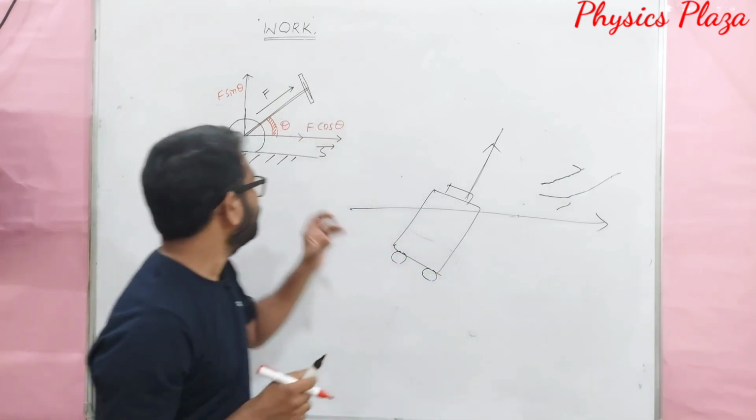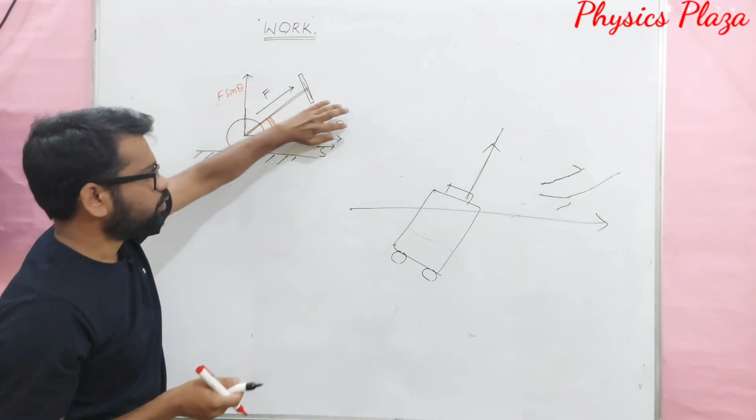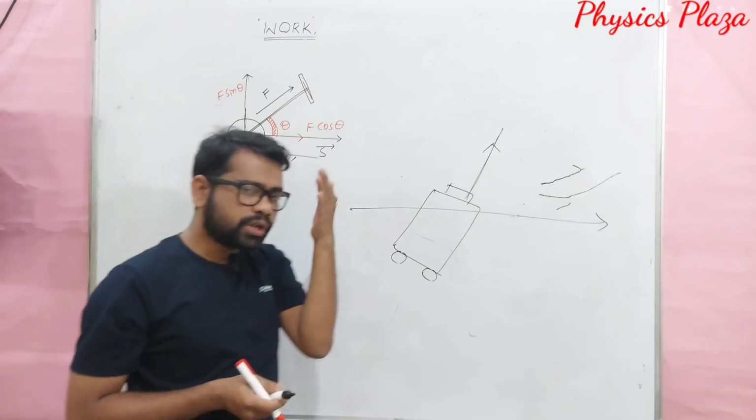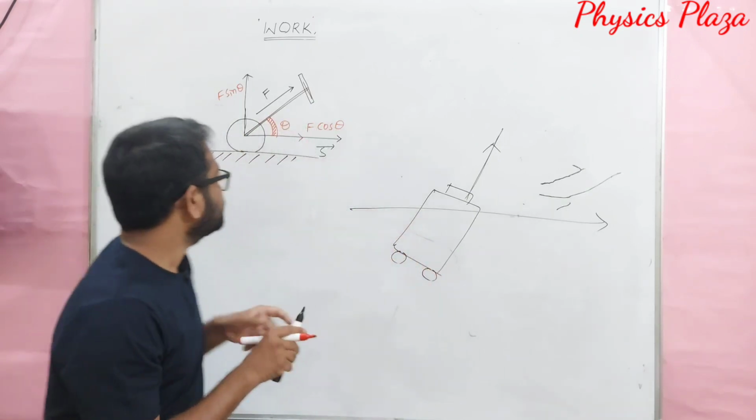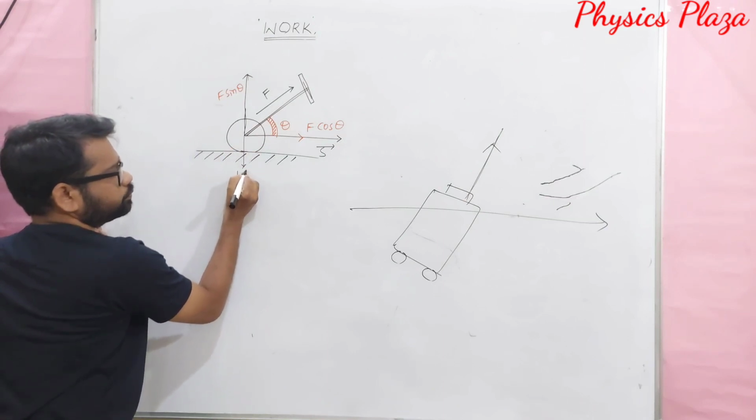I'll tell you one thing, children. Suppose, sir, F sin theta is also a component of force, and F cos theta is also a component of force. Why should we consider only F cos theta? I'll tell you. Children, this F sin theta is balanced by the weight.